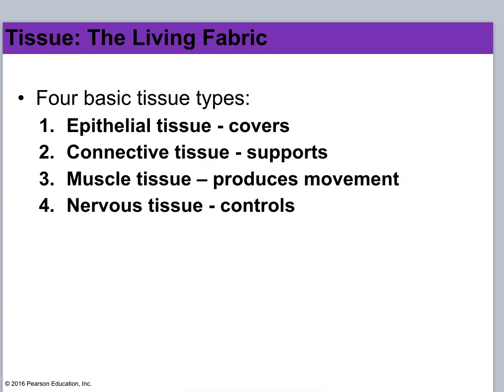The second type of tissue is connective tissue, which provides support for the body. The third type of tissue is muscle tissue, which produces movement in the body. And the fourth type of tissue is nerve tissue, or nervous tissue, and that is for controlling parts of the body.